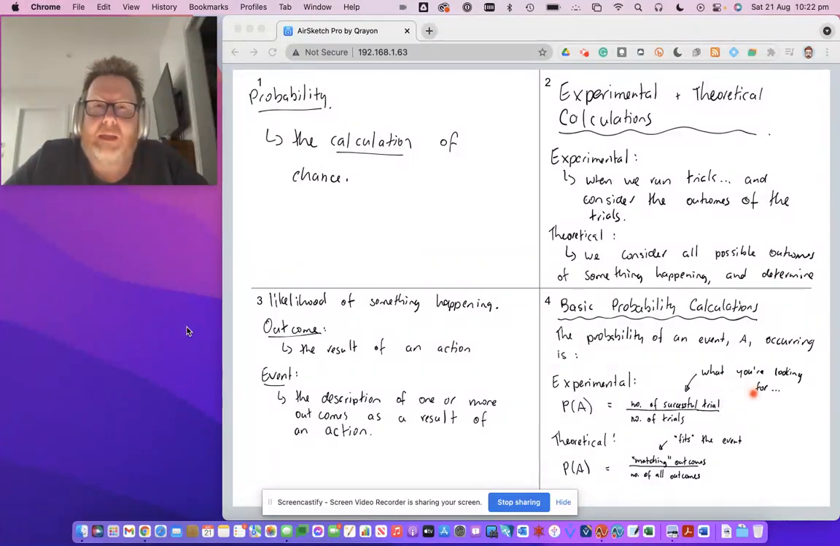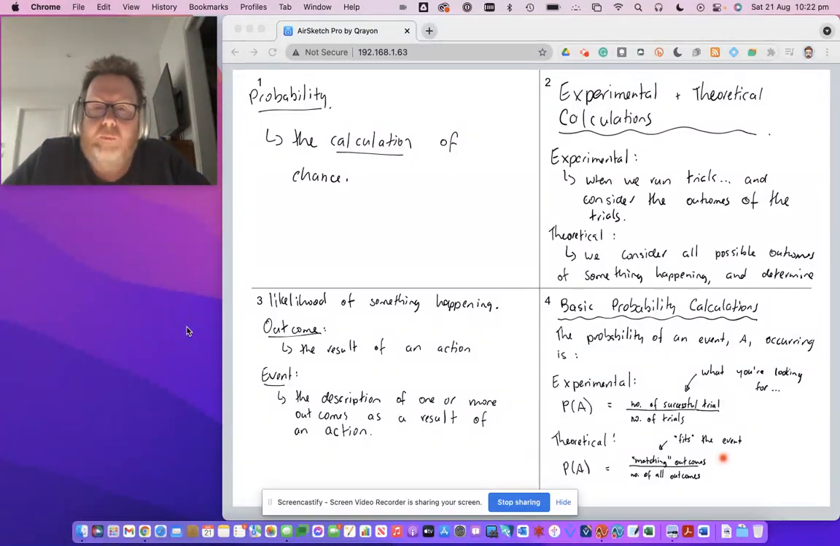And by success, it's basically what we're looking for. So it would be a bit weird, but if you were saying, what's the probability of failing a test, then your success is that the person failed the test, even though it's not a moral success, but it's nevertheless an identified outcome we're looking for.